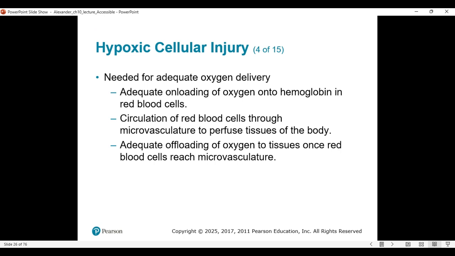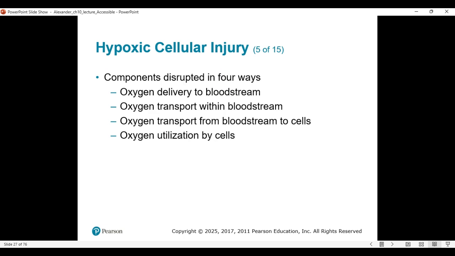We need adequate oxygen delivery. So this means we have to have adequate loading of oxygen onto the hemoglobin. This oxygen-rich hemoglobin has to be circulated through the body. And we have to have adequate offloading to the tissues once they have reached the cellular structure.